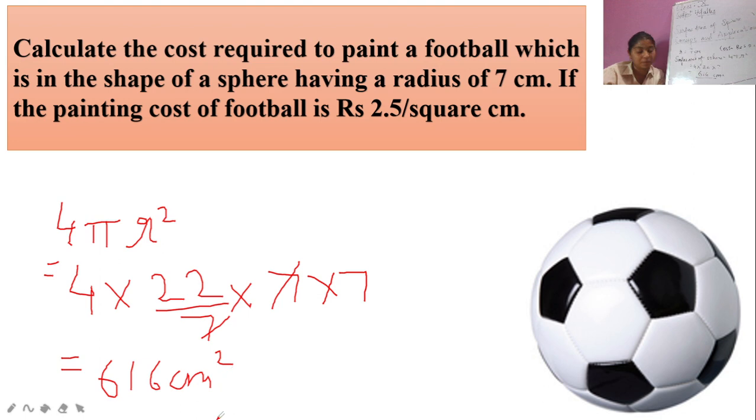Now students, what do we have to find out for the cost? For the cost, we know that it's given to you, right? So multiply that number, which is the cost of painting per centimeter square. So you have to multiply 616 with 2.5. Then you will get the cost required to paint this football, right? So let's do it, multiply. Write down your answer in the comment box if you get the cost of this.